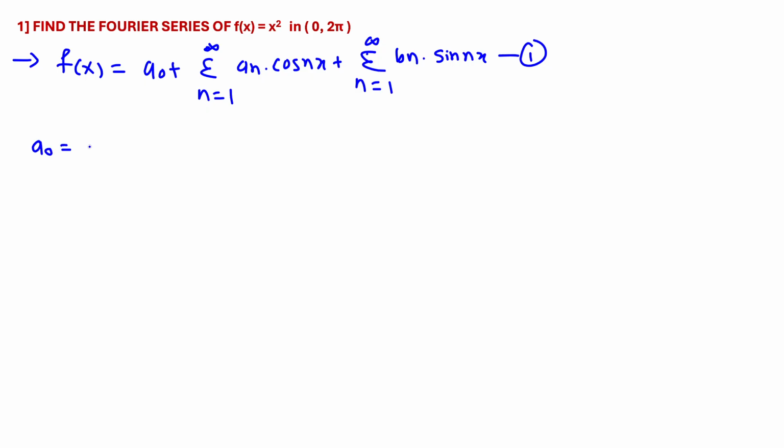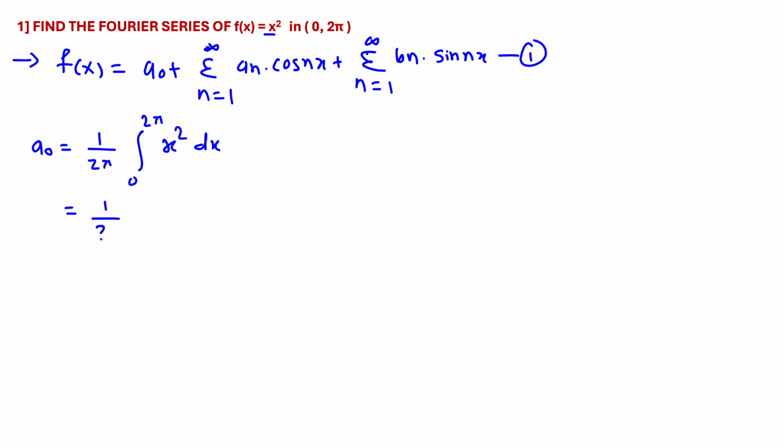So we have the formula. The formula is a0 = 1/(2π) integration with limits. You have to put the given limits. So here the limits are 0 to 2π. Instead of 0 to 2π, if they would have given −π to π, then we would have put −π to π limits here. f(x) here is x², so put x² here. f(x) they have given is x², so I have put x² here.